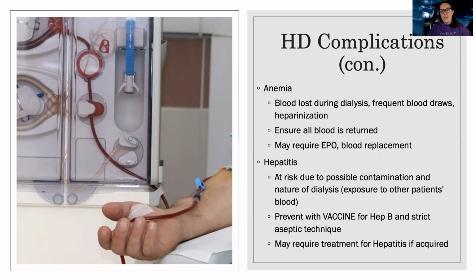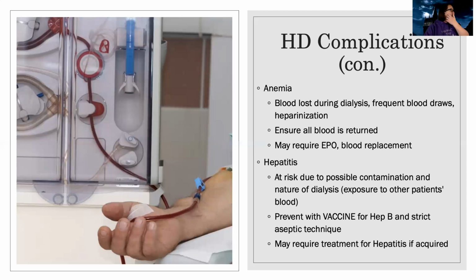And this patient already has anemia, most likely with their chronic kidney disease. They also have frequent blood draws with dialysis, so they're losing more blood in that process too. We want to try to ensure that we can give them back as much blood as we can from the machine. They may need regular erythropoietin and blood replacement with their dialysis treatments.